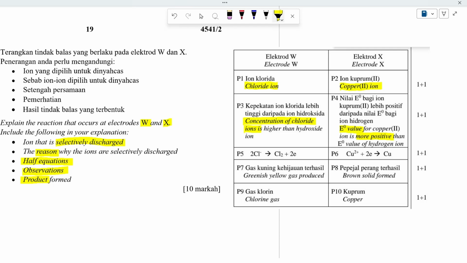So observation. Chlorine gas is a greenish yellow gas produced. Then the copper is a brown solid. Then finally, what is the name for the product? So chlorine gas. Then for this is the copper. So altogether will be 10 marks.